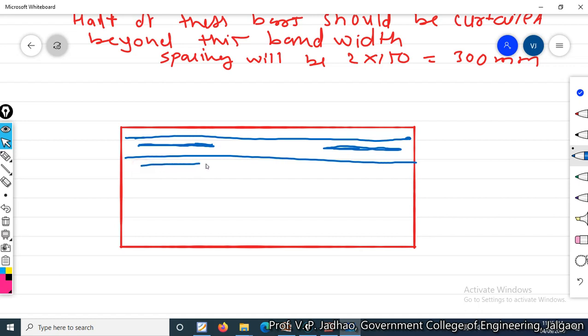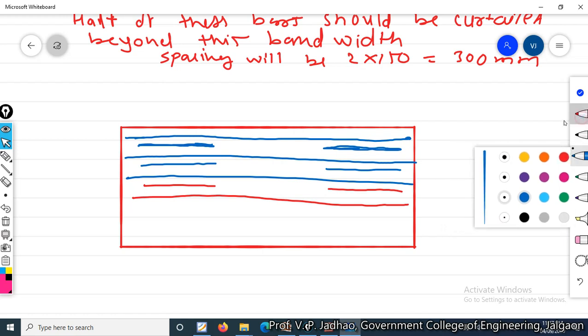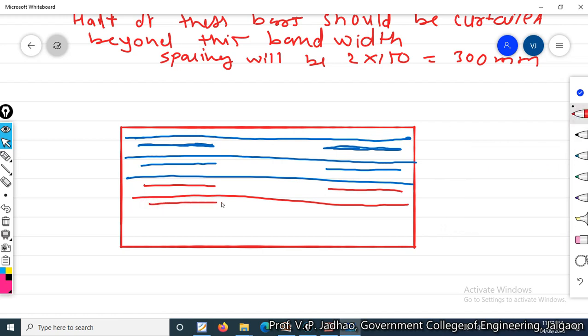then again we have one curtailed bar, again we have one full length bar, then again we have some curtailed bars, and again some full length bars here, and again we'll be having some curtailed bars here.